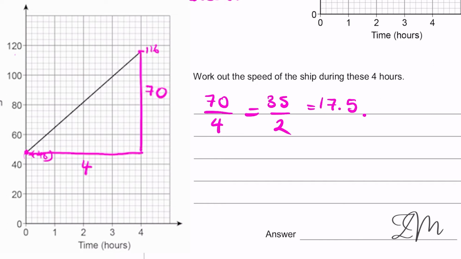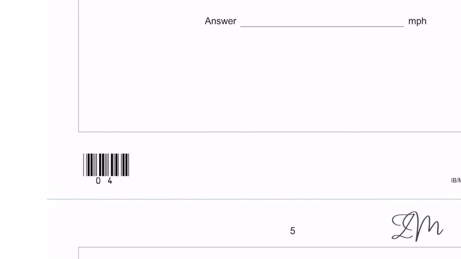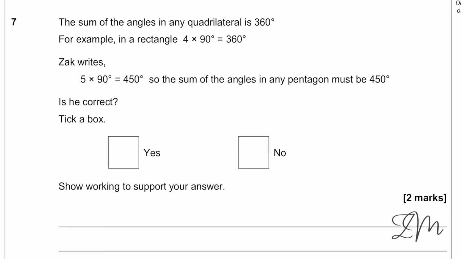So next. The sum of the angles in any quadrilateral is 360 degrees. For example, in a rectangle, 4 times 90 is 360. Zach writes, 5 times 90 equals 450, so the sum of the angles in a pentagon must be 450.